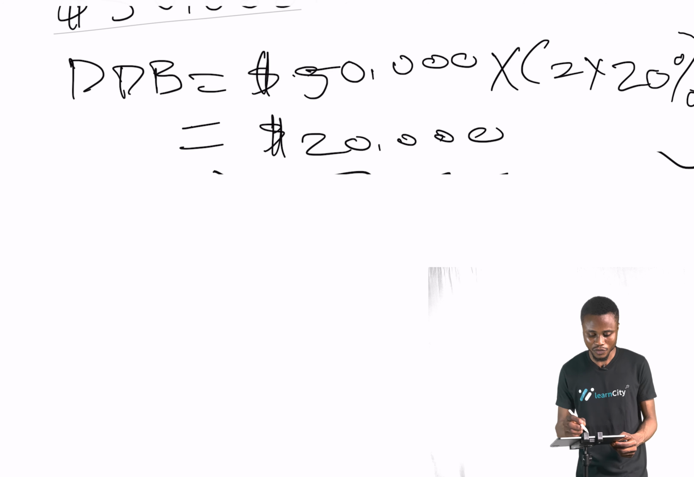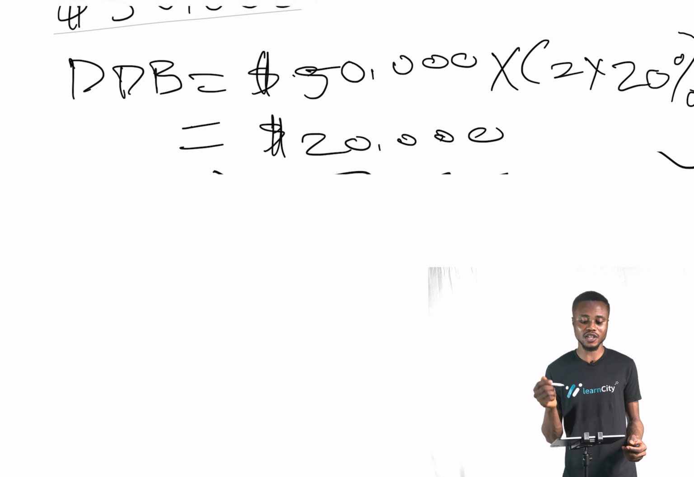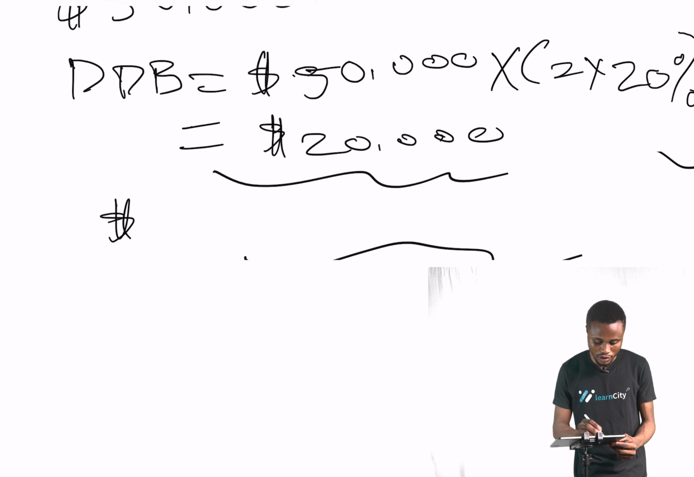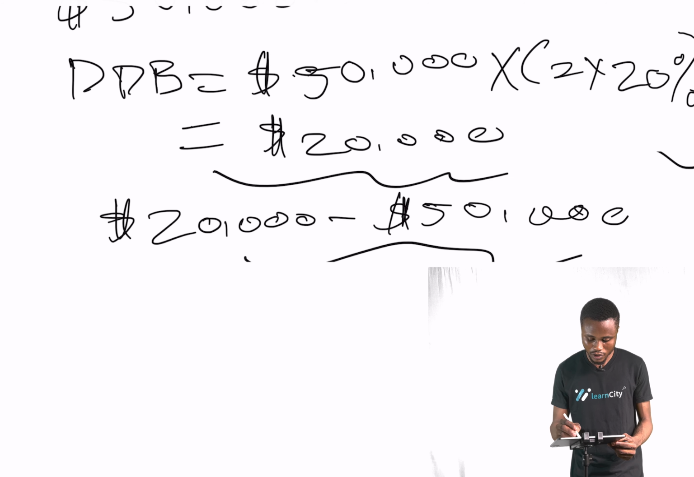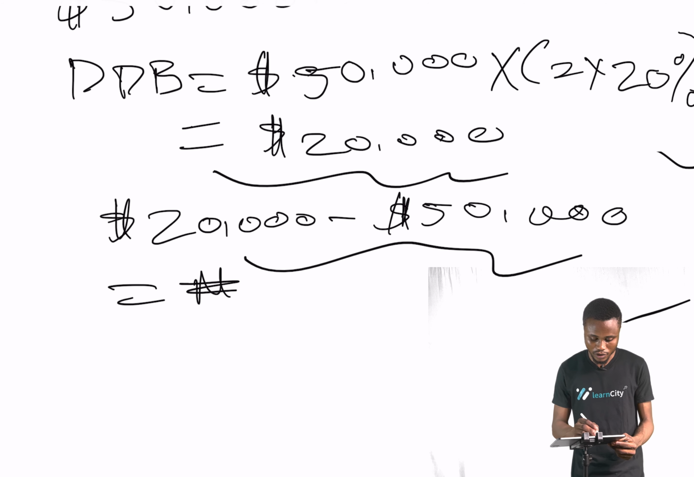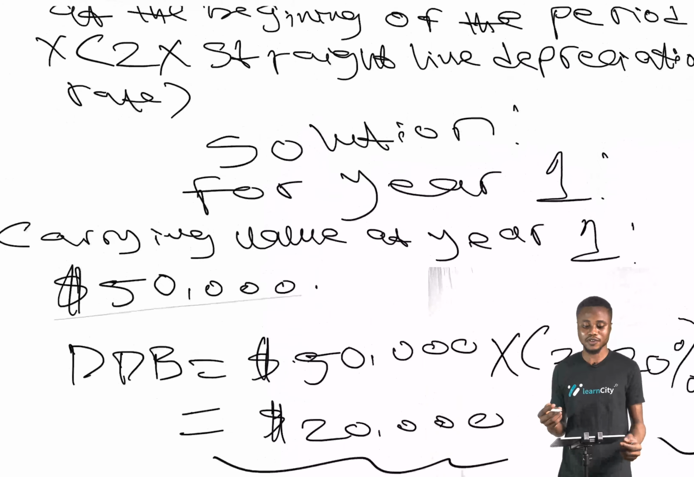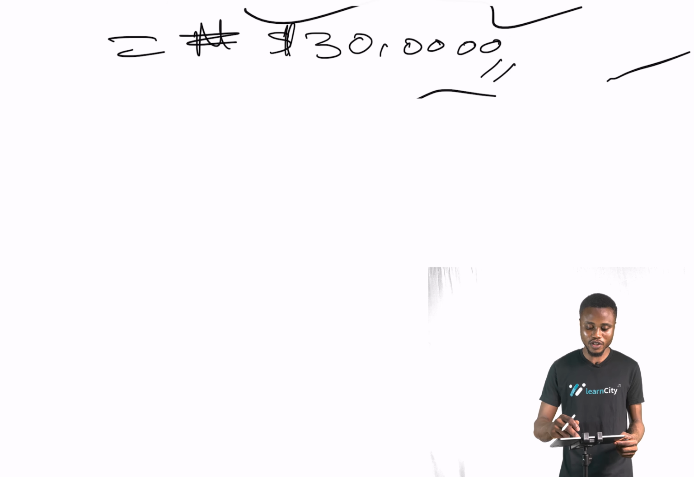So, the carrying value at the end of year one. To get that, this $20,000 we just got, we are going to subtract it from the initial $50,000, which is the actual value of the asset. It will now be 50,000 US dollars minus $20,000. You are going to arrive at 30,000 US dollars. So that is for year one. So let's go to year two now.